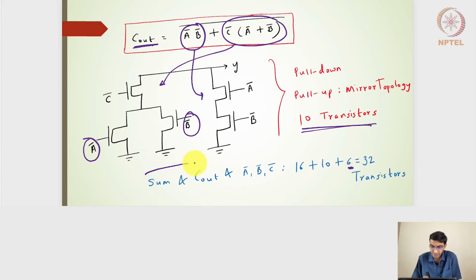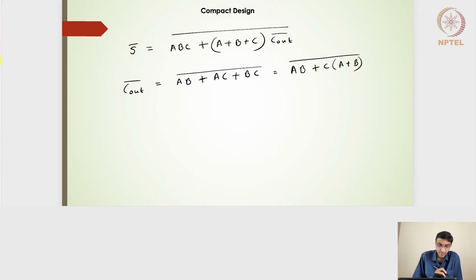So the total number of transistors required to extract the sum and the carry output for a 1-bit full adder design will be 10 transistors for the C out, 16 transistors for the sum, and 6 transistors for getting the complement of the inputs. So I will need to design 32 transistors. That turns out to be very large for a single 1-bit full adder. If I want to do a 32-bit adder system, it will be 32 transistors multiplied by 32, pretty large.